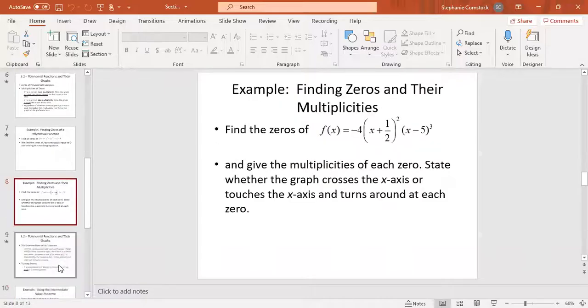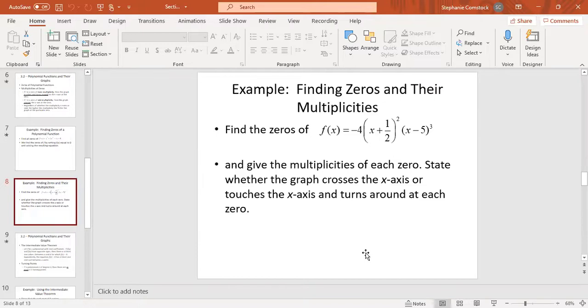Now, let's take a look at another example where the problem is given to us just a little bit differently, okay? So this one, they have the equation already kind of factored out for us. Now, this is really nice for us to be able to find our zeros and their multiplicity really, really quickly, okay?